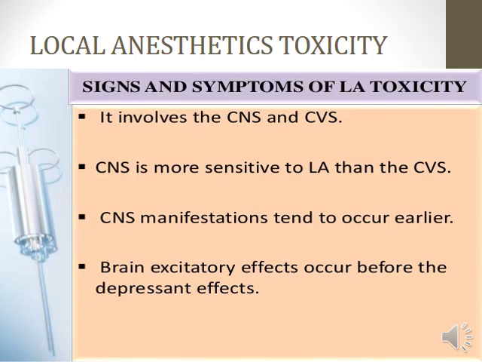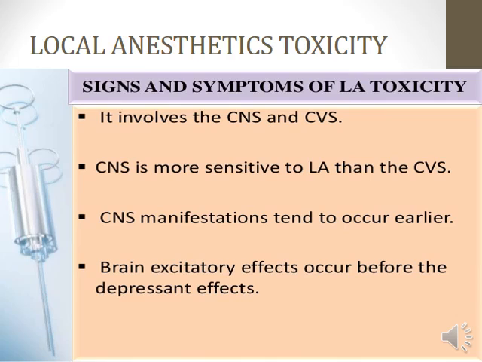Now in this slide we will discuss local anesthetic toxicity, and how we observe its signs and symptoms. First of all, there will be involvement of the CNS and the CVS. If local anesthetic toxicity occurs, there will be stimulation of the CNS, as well as involvement of the CVS, the cardiovascular system. The CNS is more sensitive to local anesthetic than the CVS. It means that the central nervous system symptoms will come first, and then the cardiovascular system. The CNS manifestations tend to occur earlier.